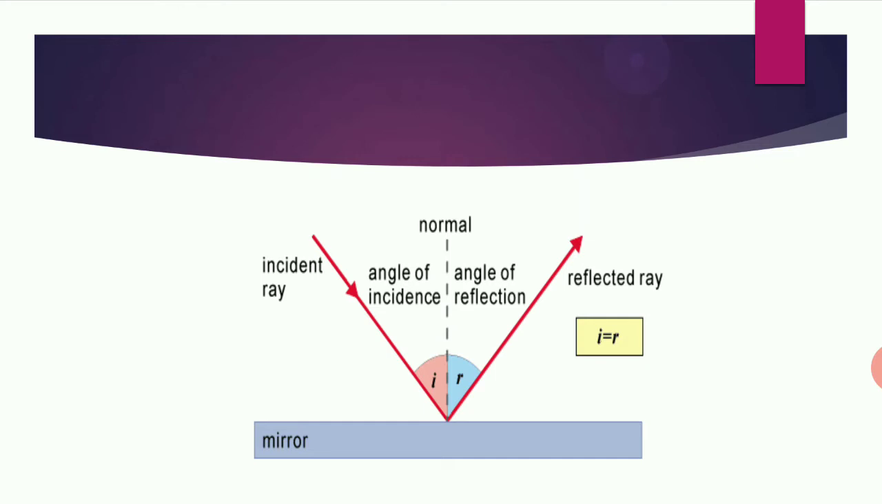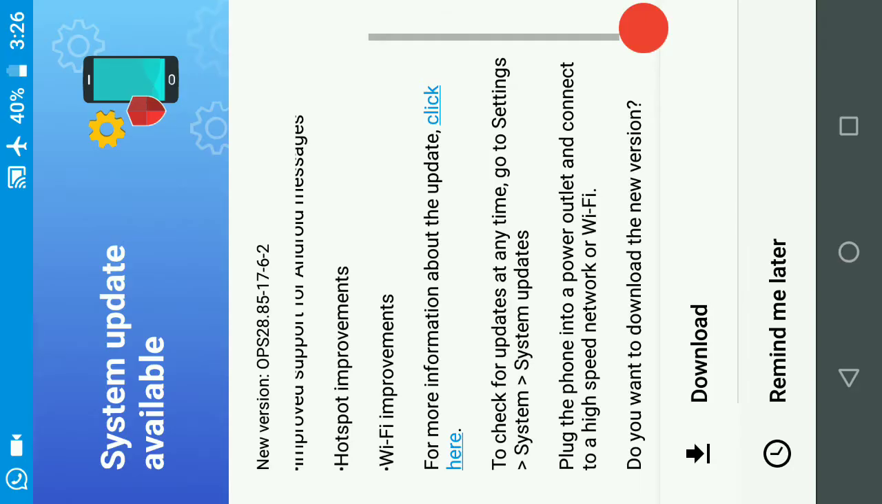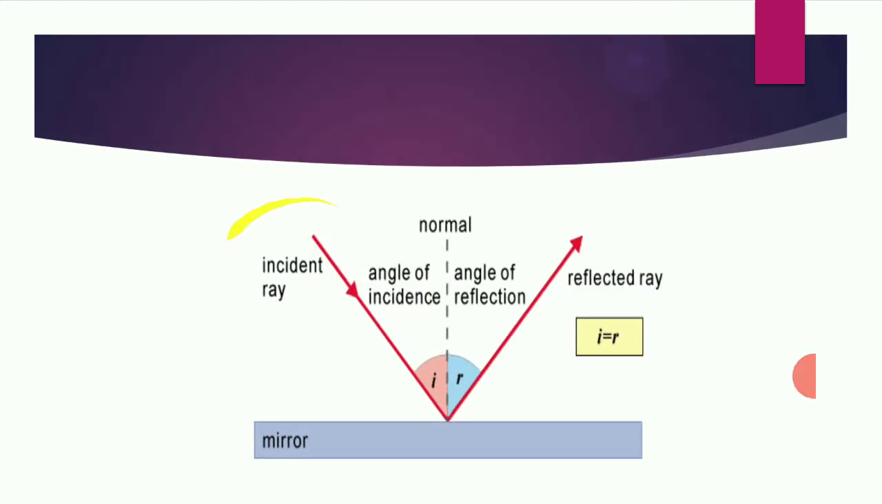And the second law: the incident ray, reflected ray and normal lie on the same plane. This is the second law of reflection.